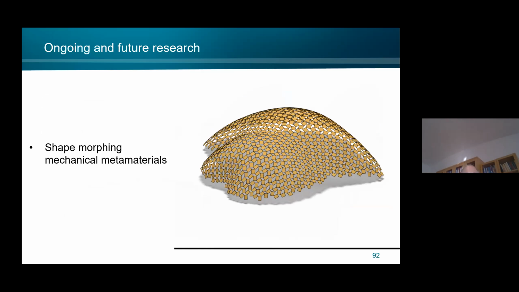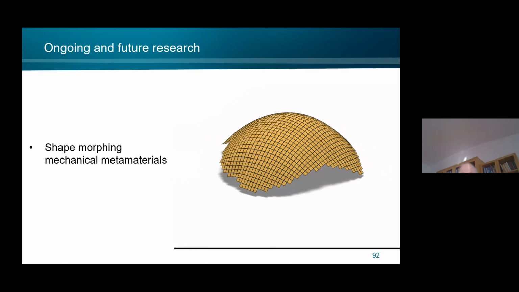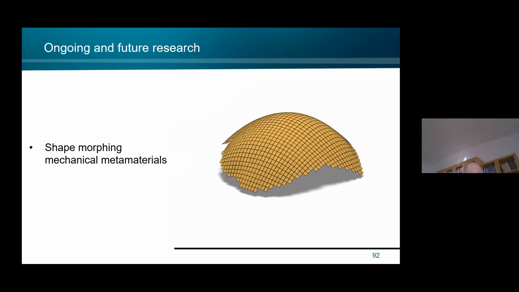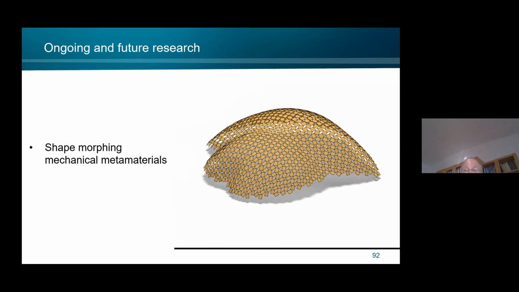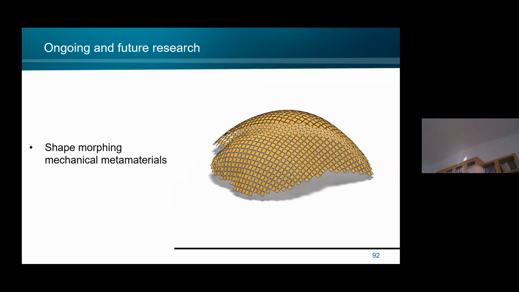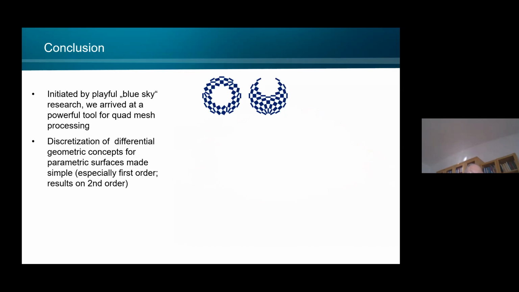Another thing is this auxetic behavior. One can actually use it to design something, namely what you get could be called a shape morphing mechanical metamaterial. So we start here with a part of a paraboloid, and by completely opening up, we get a very different shape. And with this, I would like to conclude.